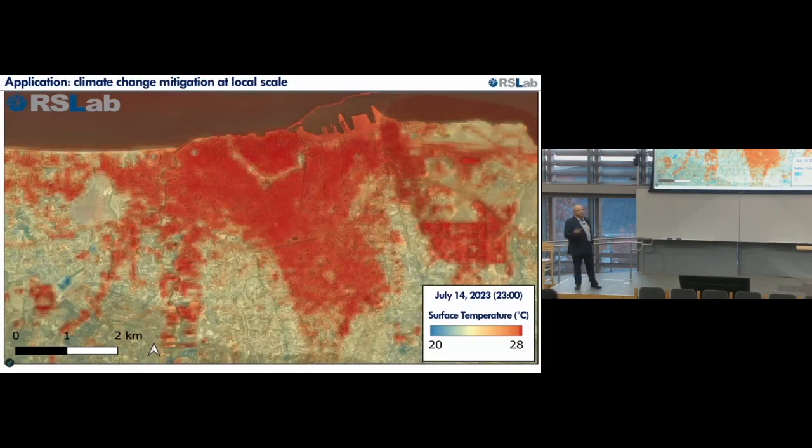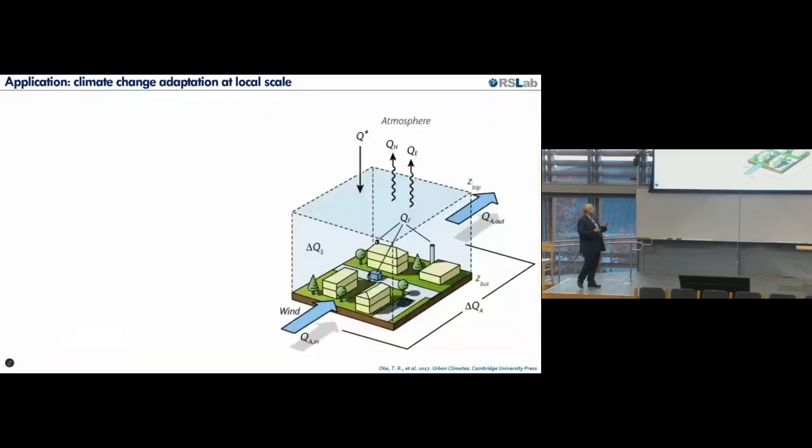I did not experience what happened in Heraklion because I was here visiting Yale until July 2023. But we know that these phenomena will become more frequent and with higher intensity, based on the last IPCC report. So we need to adapt. And when we say we need to adapt, the adaptation is related to the energy budget.